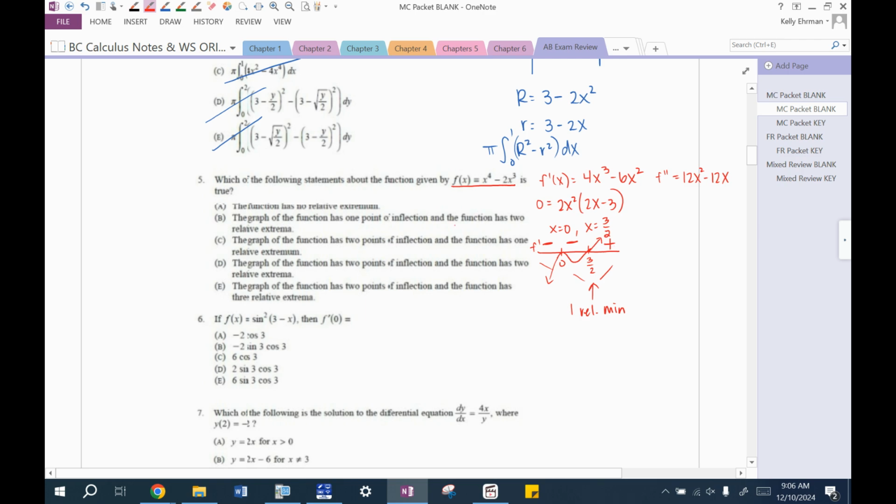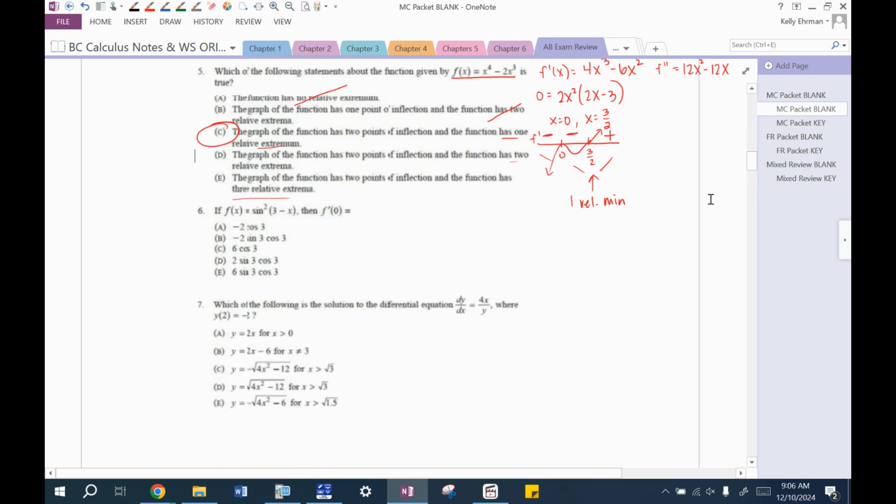So let's go through our options here. 2 relative extrema, no, it's not none. 1 relative extrema, 3, 2. So I believe it's got to be C. I don't even need to bother with the point of inflection. If I've got time to come back, maybe I star this and just double check that there are 2 points of inflection, but I'm not going to worry about that now.